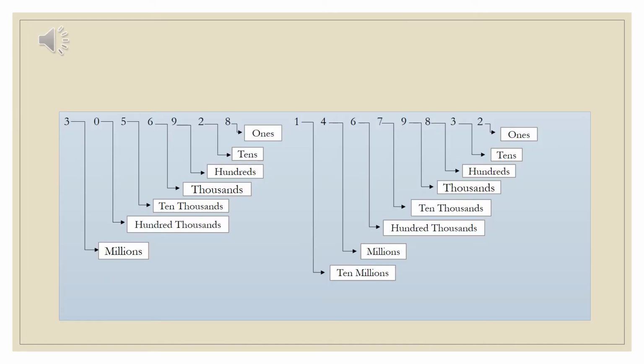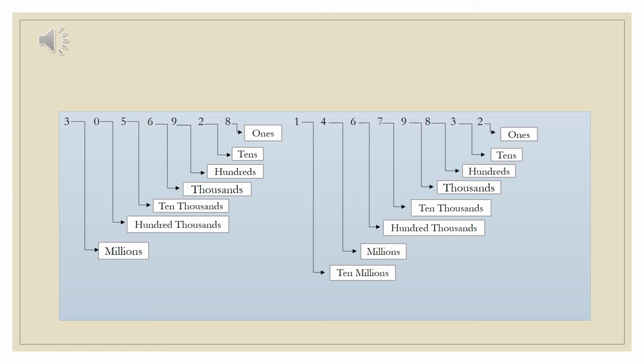As you can see, the 3,056,928 has its own designated place value. The number 8 is on the ones place, number 2 is on the tens place, number 9 is on the hundreds place, number 6 is on the thousands place, number 5 is on the 10,000s place, 0 is on the 100,000s place, and number 3 is on the millions place.